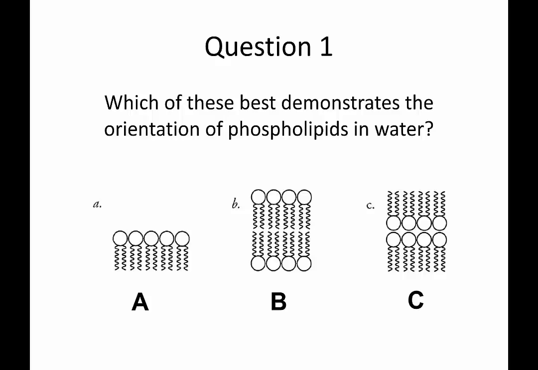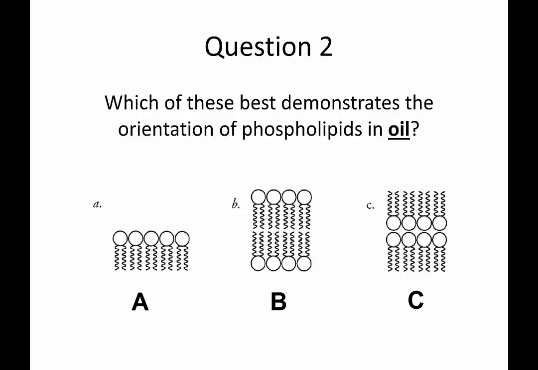So here's question 1. Which of these best demonstrates the orientation of phospholipids in water? A, B, or C? Here's question 2. If you didn't get enough time to answer that question in the previous slide, of course you can go back and pause the video. So which of these best demonstrates the orientation of phospholipids now in oil instead of water? Again, you have 3 possible answers, A, B, and C. Take a second to answer those, and I'll move on to the next slide in a couple of seconds.